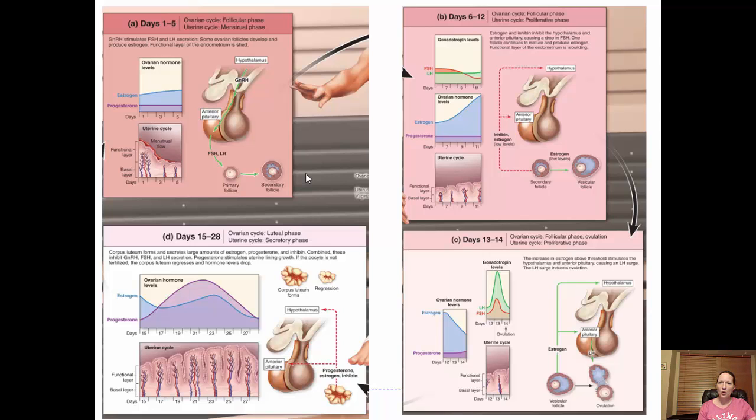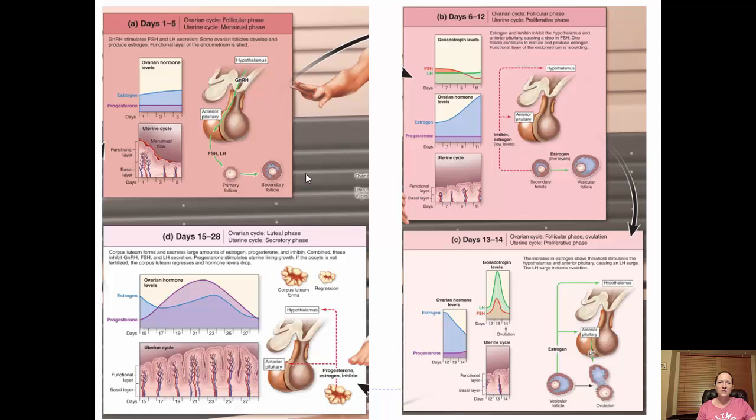And then, of course, we go on to days 6 through 12. Again, here is what's happening to the follicles. It goes from the secondary to the vesicular follicle here. It's showing what's happening with FSH and LH levels. I'm not sure why they're not here on days 1 through 5. But then it's showing you how those estrogen levels spike, and how that functional layer is being built because of the estrogen. And it's also showing you that nice little negative feedback loop that's happening off to the side.